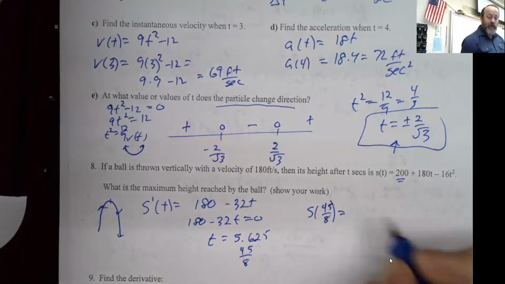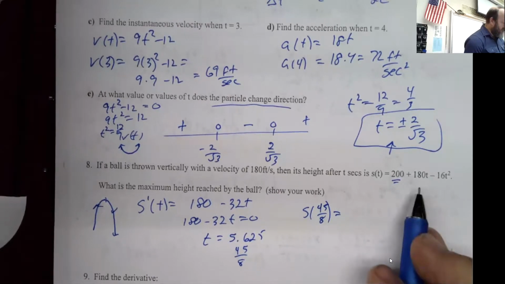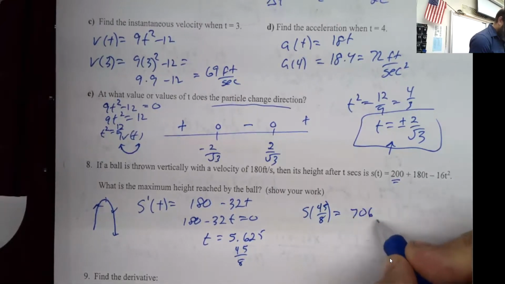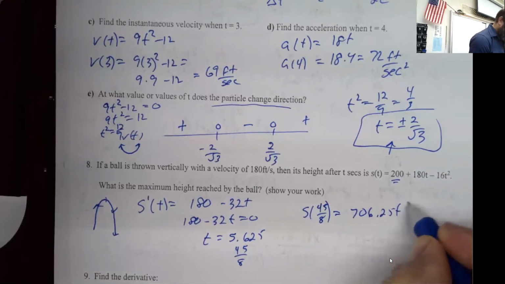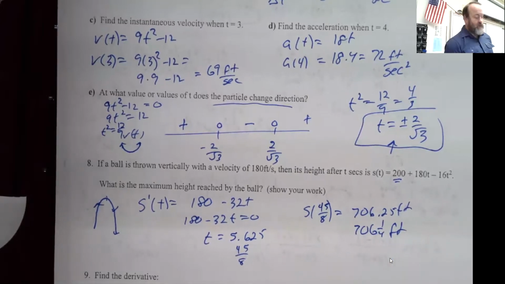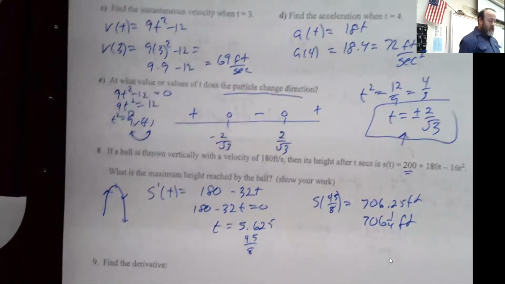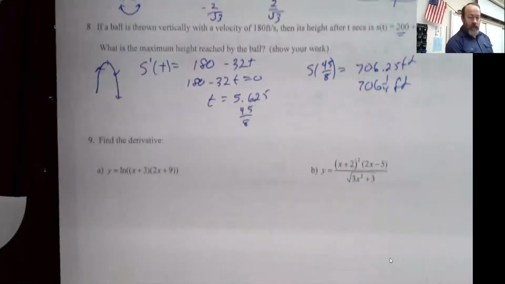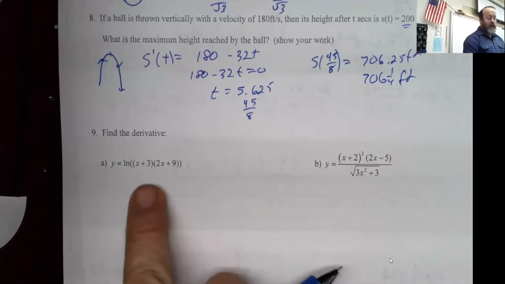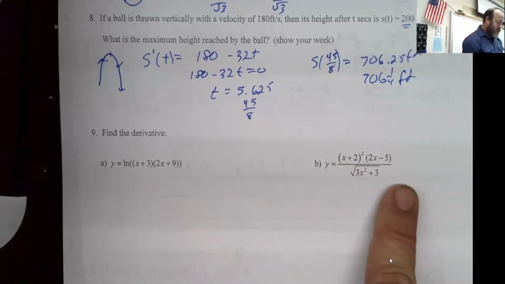And so if I plug that into the original equation, what we get is 706.25 feet, or 706 1/4. And again, that's just a case of doing some arithmetic. Now, number 9 is actually the one that I really wanted to get to on this particular video. This is the setup problem. This is really the one that I wanted to look at.